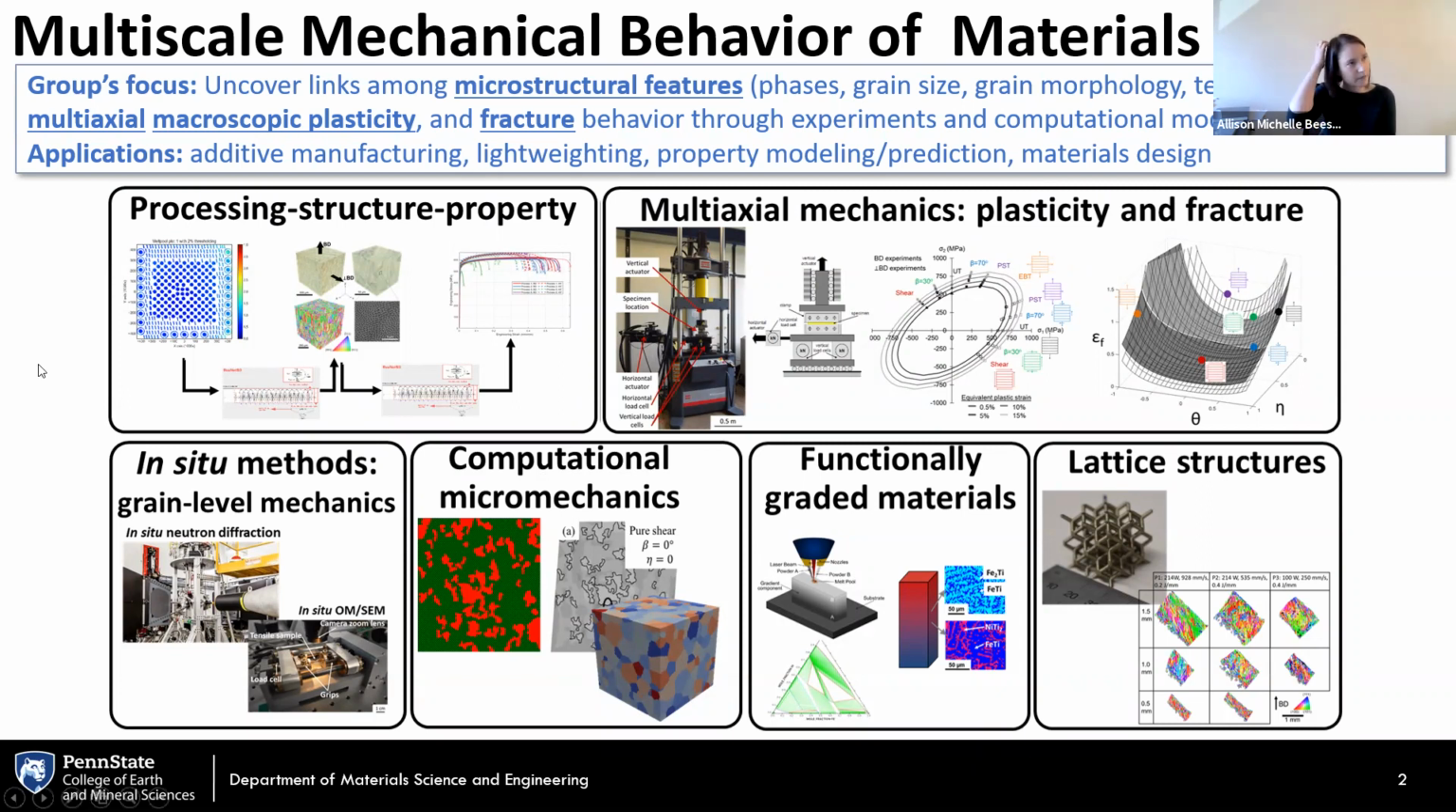And so this has many applications. One of the big focuses in our group right now is on additive manufacturing, but this also has application toward lightweighting of materials, prediction of properties, and then materials design. And so these are some of the areas that we work in. So for additive manufacturing, we're heavily focused on trying to identify processing structure property relationships.